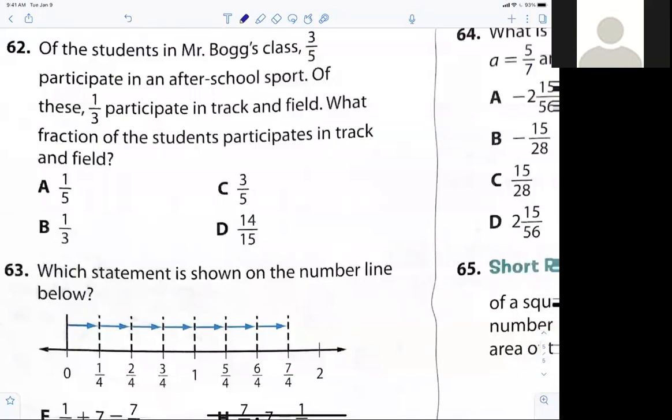All right. We are doing 3/5, and then we're taking 1/3 of those. And "of" in math, I want everybody to put a note to yourselves, "of" in math normally means multiplication. Of in math usually means multiplication. Not always, but usually. All right. So we're doing 3/5 times 1/3.